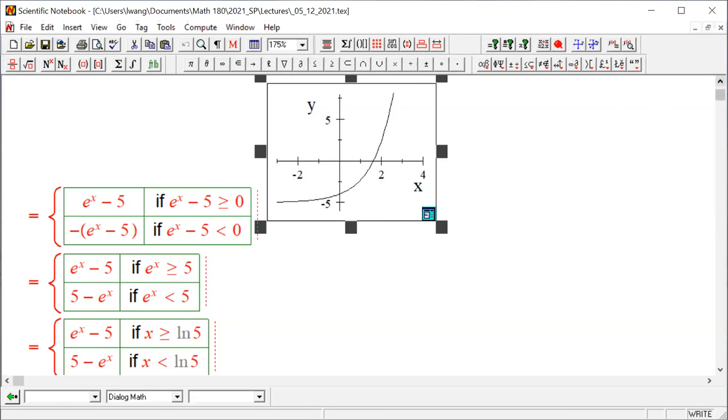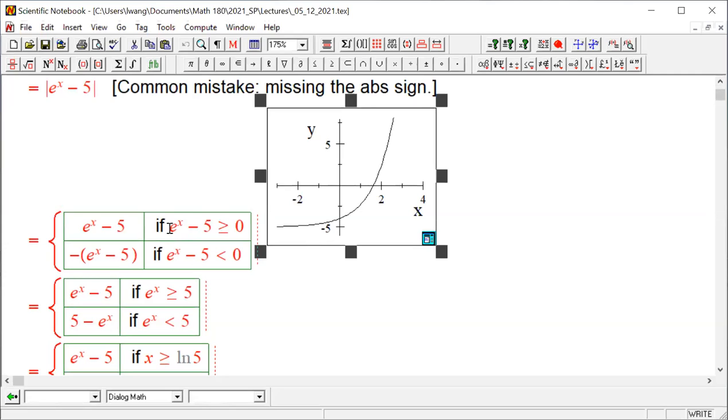So now, e to the power x minus 5, we meant this piece is positive, negative. According to the positive and negative, you decompose e to the power x minus 5. Do you guys see that? Do you guys see that?